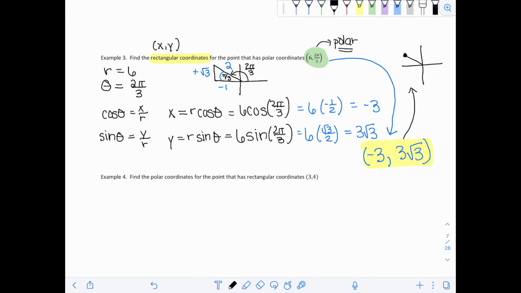Okay, let's try to go in the other direction now. Now we want to find the polar coordinates given (3, 4), which is in rectangular form. That means we know that x is equal to 3 and y is equal to 4. To find our r value, we can use the Pythagorean theorem: x squared plus y squared is equal to r squared.